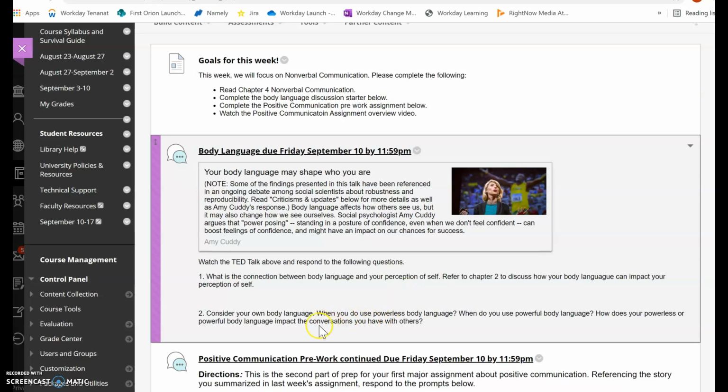And then I want you to think about your own body language. When do you find that you use powerless body language? The video talks about what that is and what that looks like. And when do you use powerful body language? Give some examples of times when you use those, and how does this impact the conversations that you have with others? What observations do you have about how you're interacting with people based on your body language? So that's it for this week.